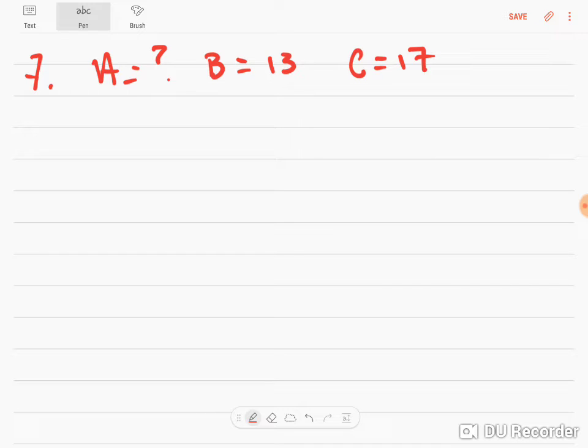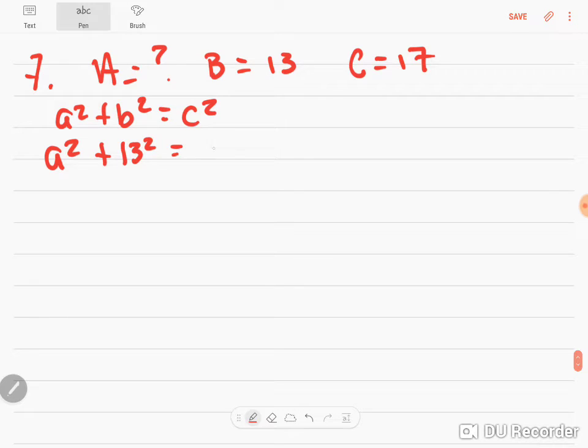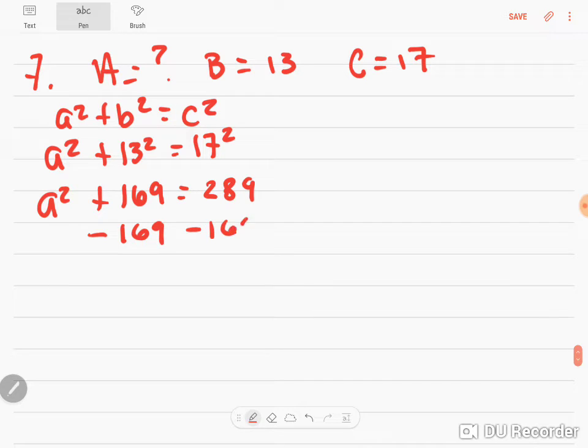All right, I'm just getting on my calculator. The formula is, I'm going to do this two ways so you guys can see. A squared plus B squared is equal to C squared. A squared, we don't know. B squared is 13 squared. C squared is 17 squared. I have A squared plus 169 is equal to 289. Because I'm solving for A, I want to get A by itself, so I need to subtract 169 from both sides.